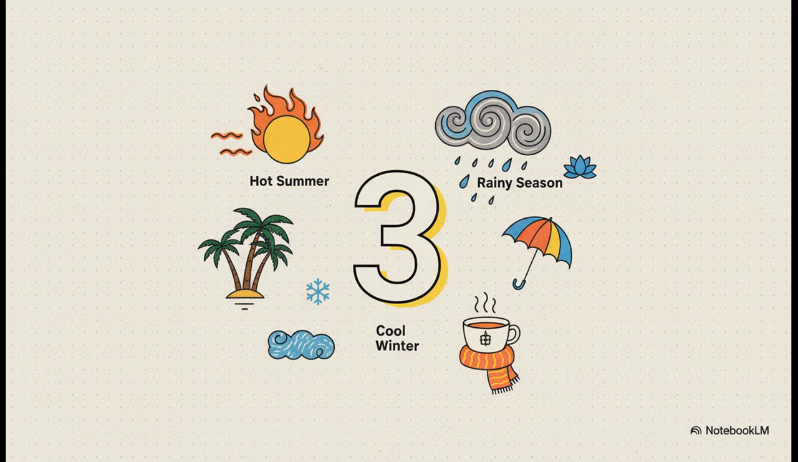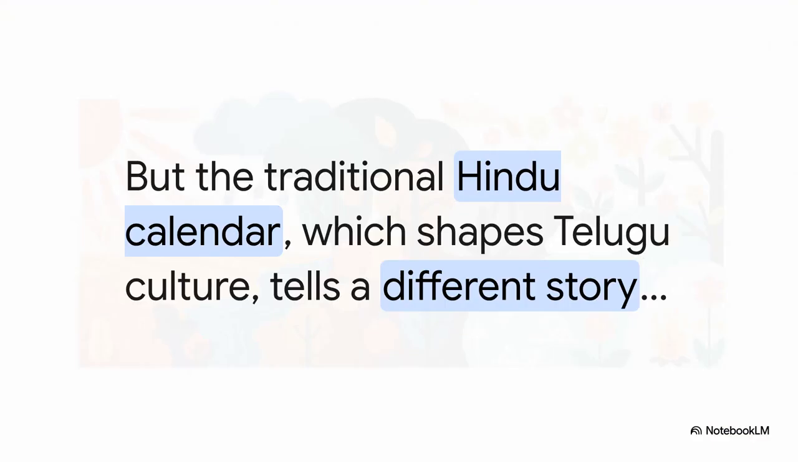The year is commonly split into 3 main seasons. You've got a hot summer, a cool winter, and, of course, the rainy season. Simple enough. Well, not so fast. Because if we dig a little deeper into the Hindu calendrical traditions that have shaped Telugu culture for centuries, a much more detailed and, frankly, a more interesting picture starts to take shape.